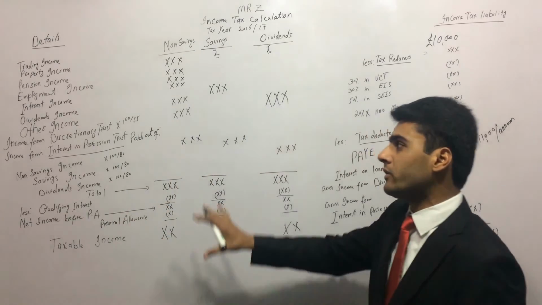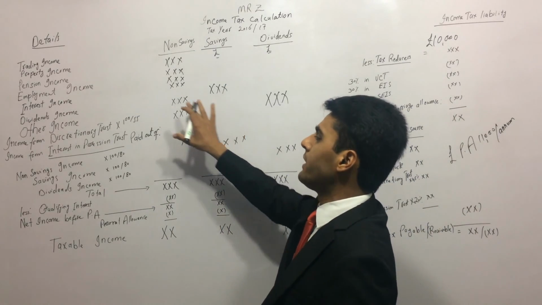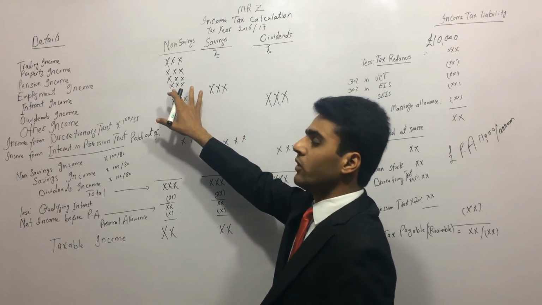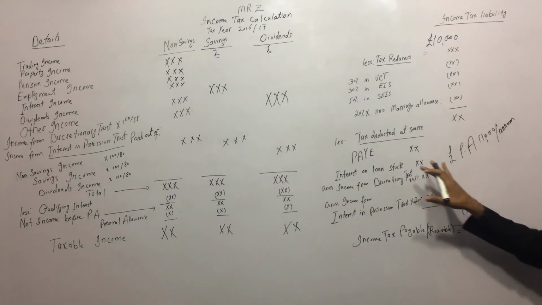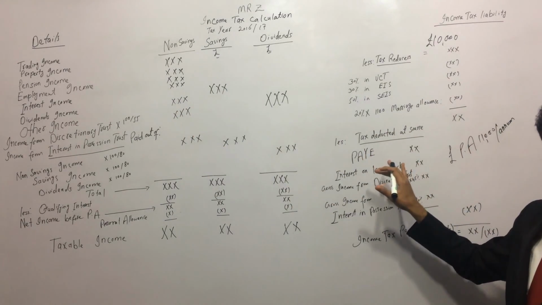So while making up the pro forma, I will write down the employment income, and I will write down the gross amount here. But then I will deduct what has been deducted out of my salary.